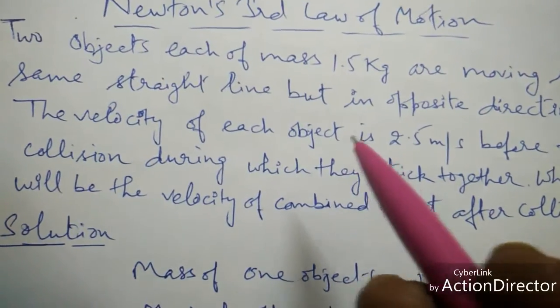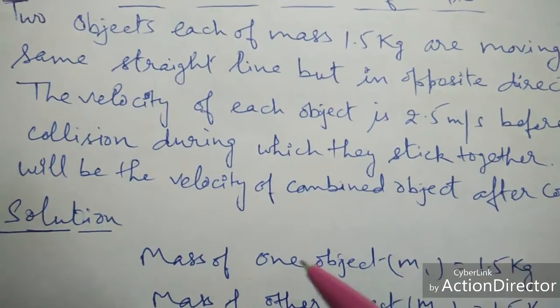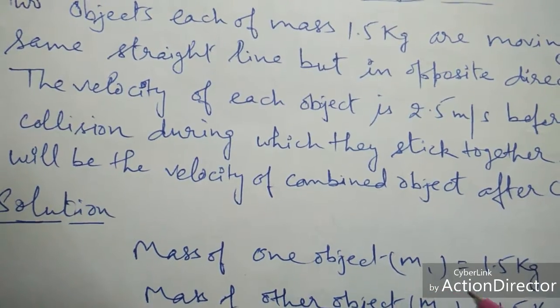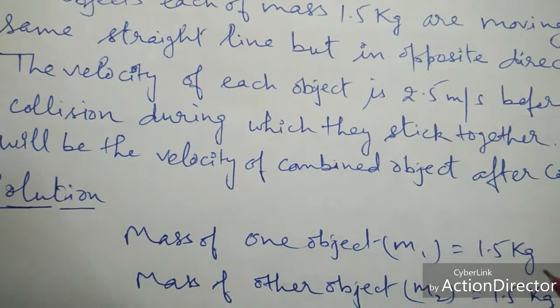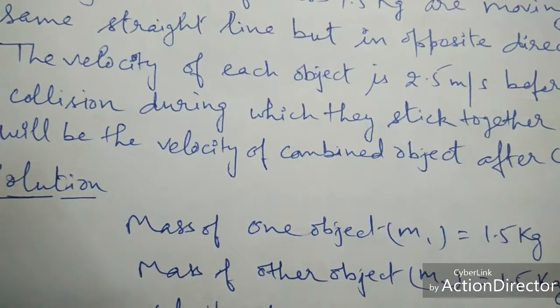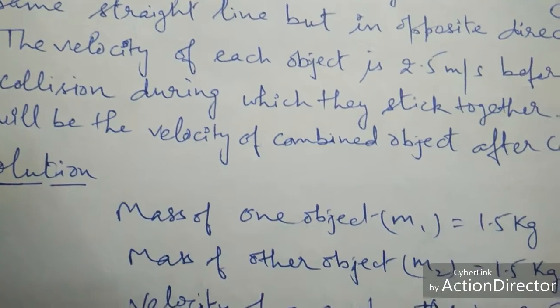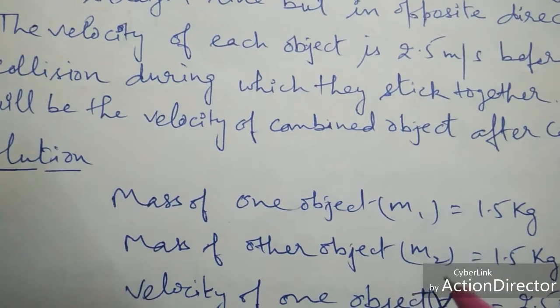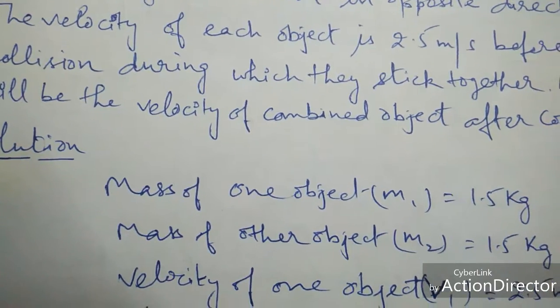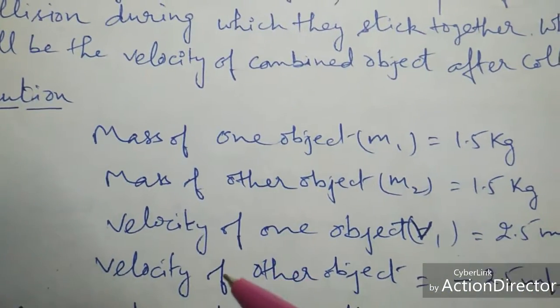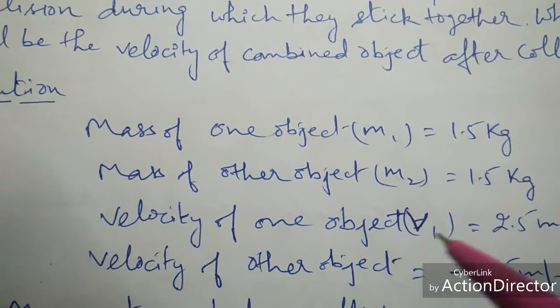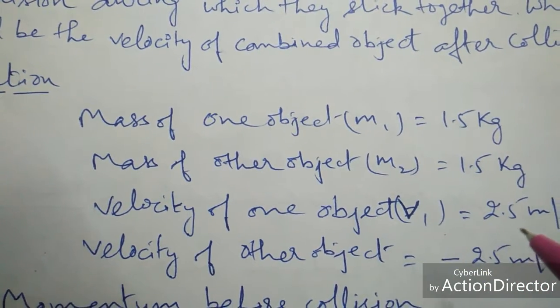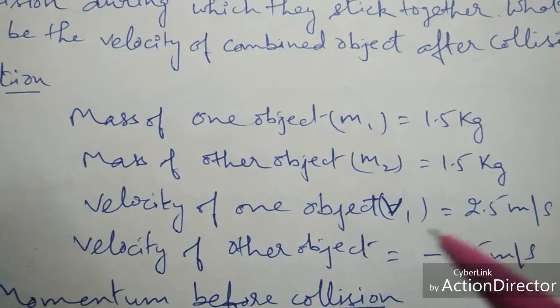So there are two objects. Mass of one object, that is m1, is given to us as 1.5 kilogram. The second object also has the same mass. The mass of the other object, m2, is equal to 1.5 kilogram. Velocity of one object, v1, is equal to 2.5 meter per second.